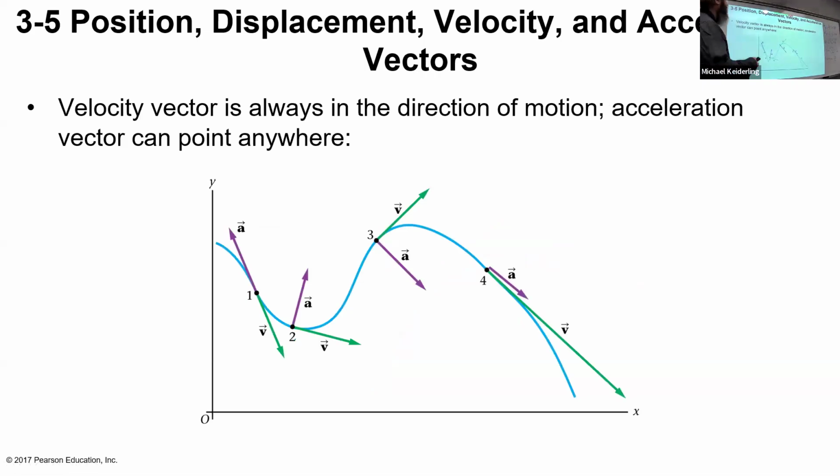The velocity vector will always be in the direction of motion, and the acceleration vector can point anywhere. If you want the fancy multivariable calculus, it points in the direction of curvature, but yeah, it can basically point anywhere. And that'll determine the shape of the path. But there is no restriction on the direction that it can point.